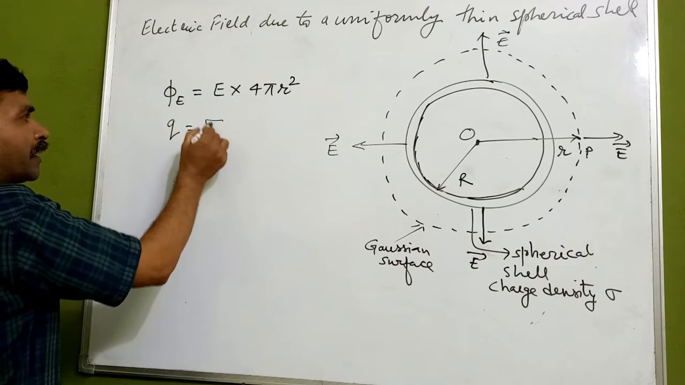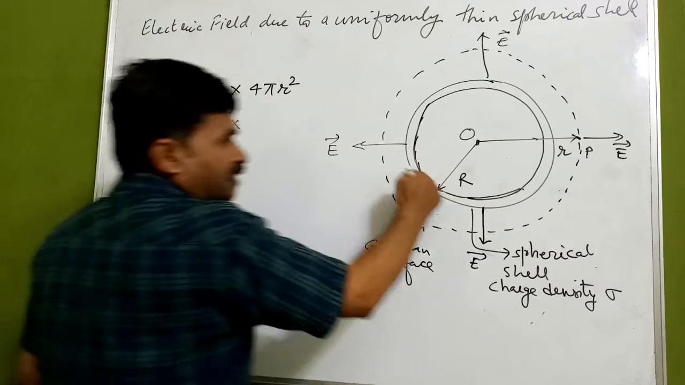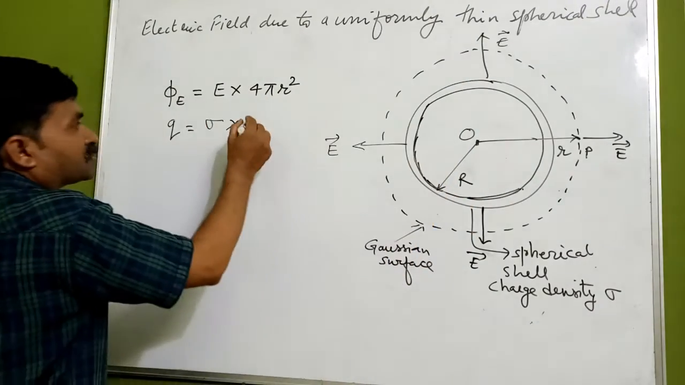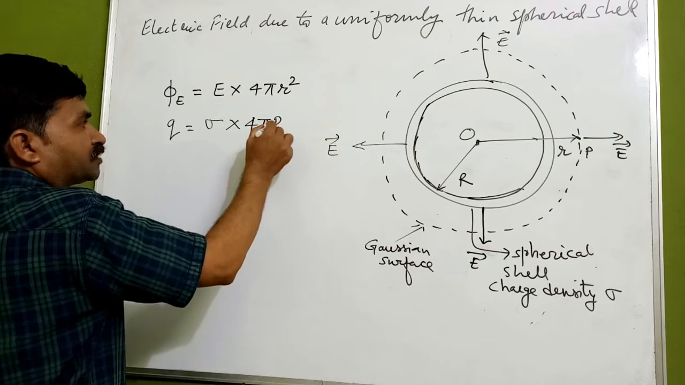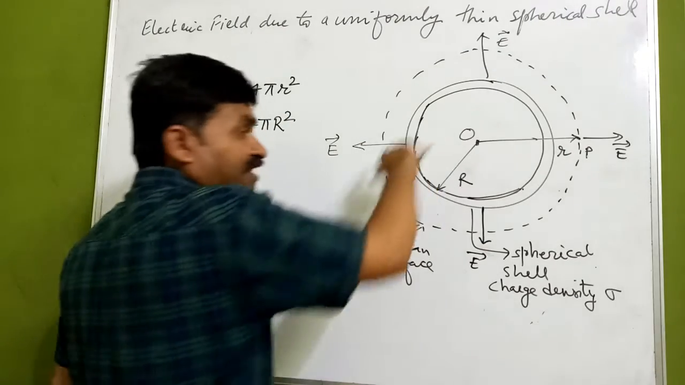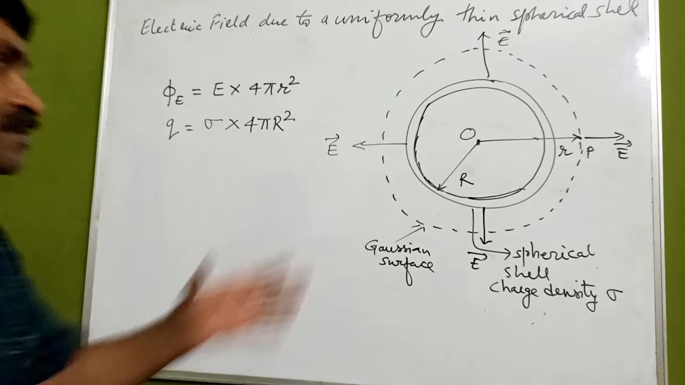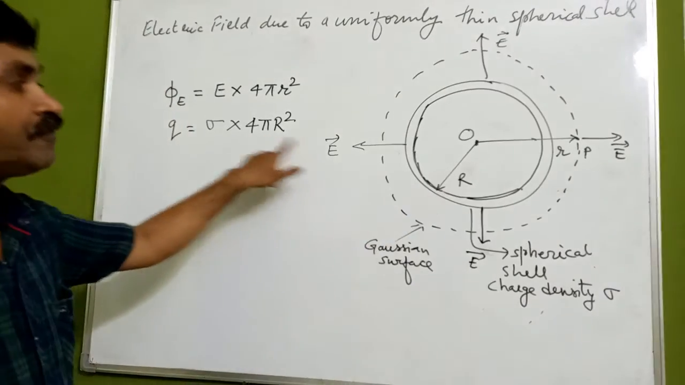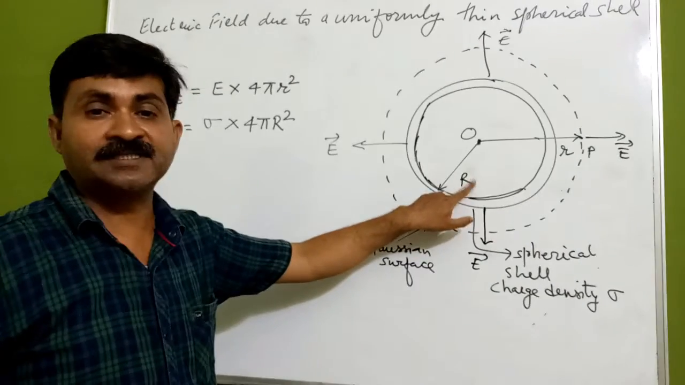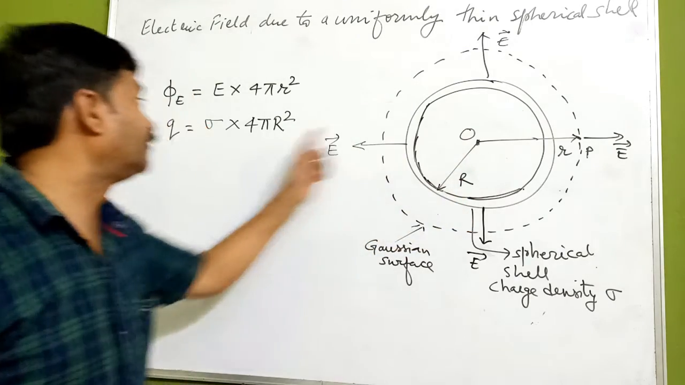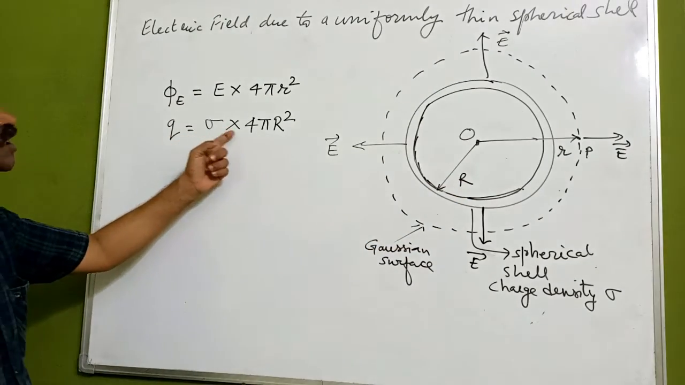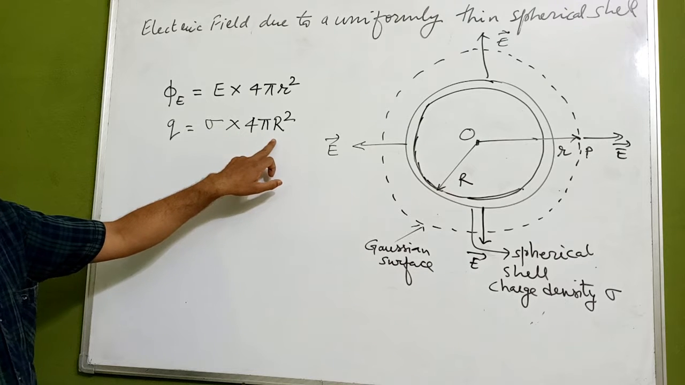Sigma into the surface area. The surface area of this thin spherical shell is 4 pi r square, because it is a spherical shell and we have taken its radius as r. So finally Q is equal to sigma into 4 pi r square.